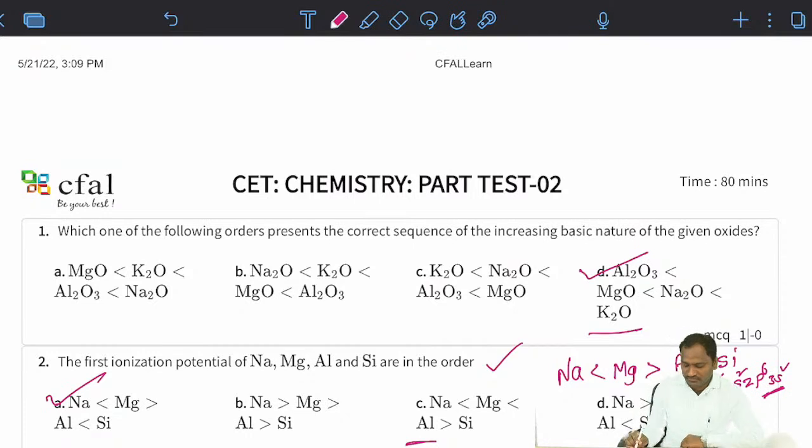Still there are amphoteric oxides. If they ask neutral oxides, carbon monoxide, nitrous oxide, nitric oxide. These are neutral types of oxides. These are the amphoteric oxides. So here SnO2 is the amphoteric oxide.